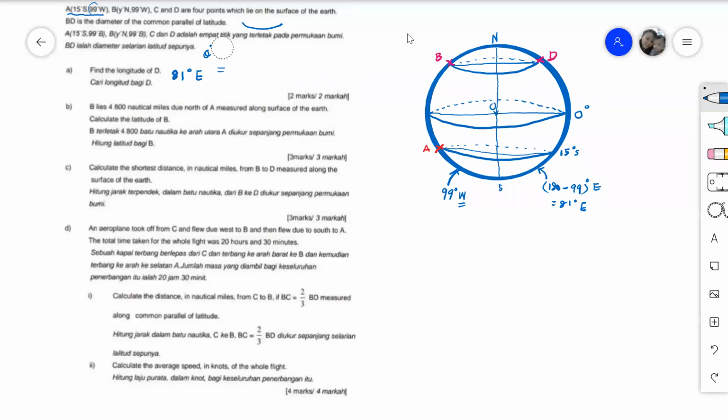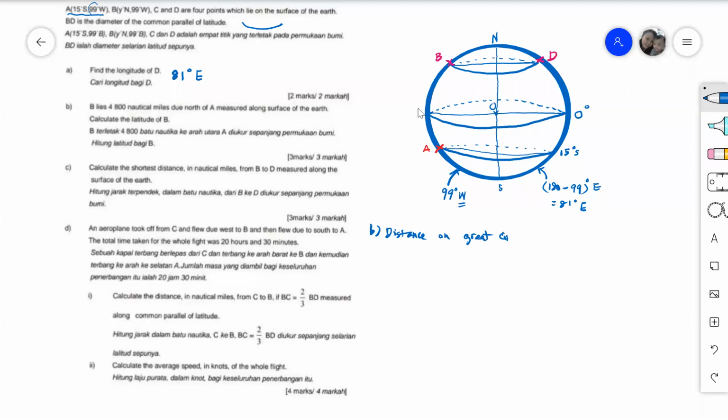Okay, so how to get the answer to A? The concept used is this. All right, let's move on to part B. B lies 4,800 nautical miles due north of A. You see B is here, is north. That means it's along the same longitude, yeah? So in that case, we just use the formula. What formula is that? Okay, to find the distance on the great circle. So the concept, distance on great circle.